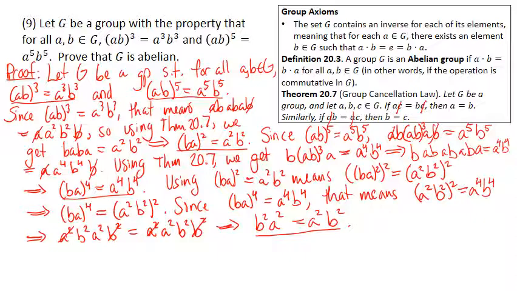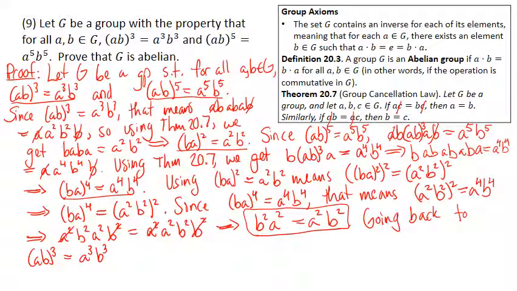So now that we have this very important equation right here, we're going to go back to the beginning. Going back to (AB)^3 equals A^3 B^3. We can write that right-hand side as A times A^2 B^2 times B. And then I'm going to substitute for A^2 B^2 there with B^2 A^2. So this is going to be A B^2 A^2 B.